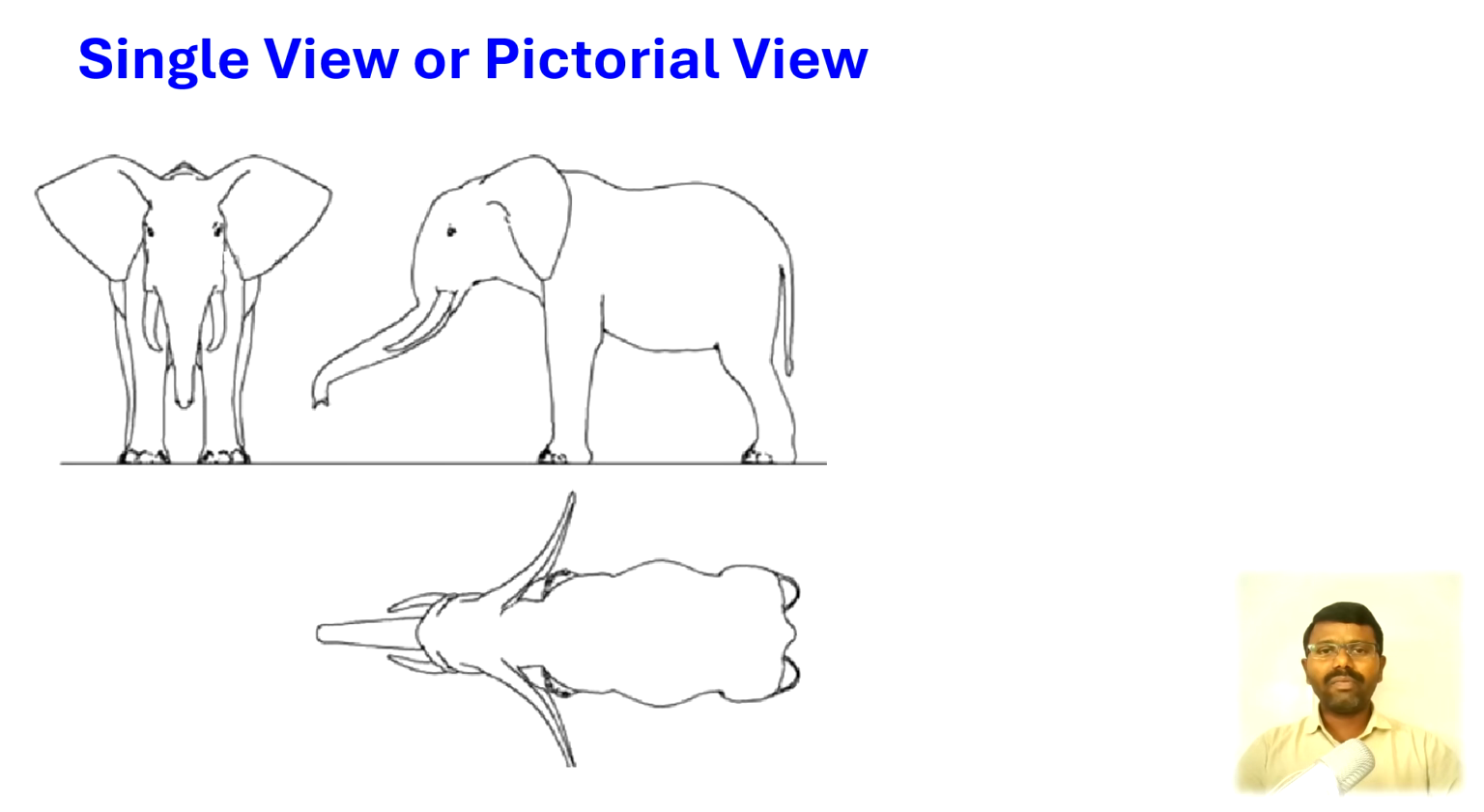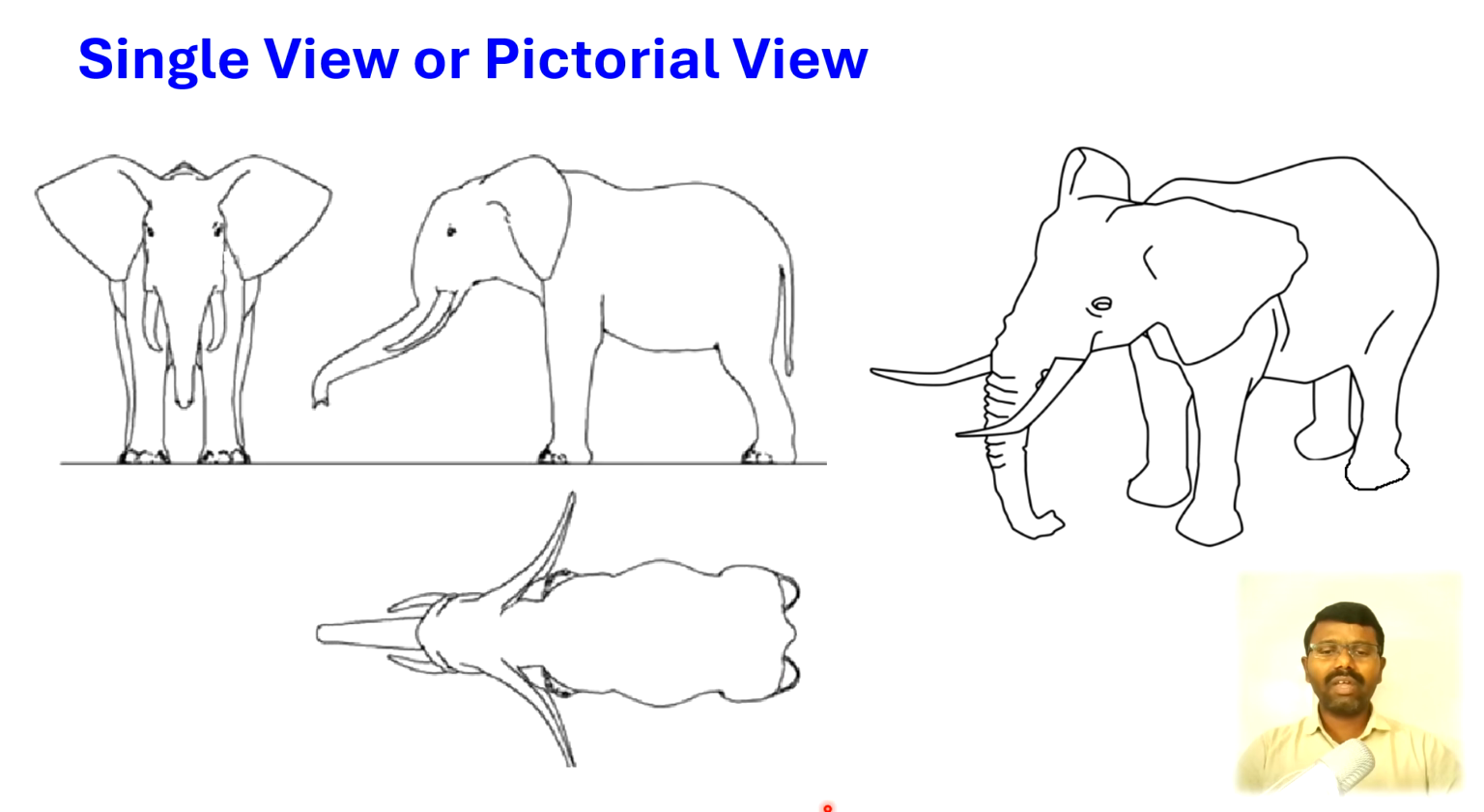If you take an elephant as an example, and if you see the elephant in one view, it will appear in this manner. And from the front, the elephant will appear in another manner. And the same elephant, if you see from the top, it will appear like this. By seeing any one of these views, we can't get the full details about the elephant. So we need some other view from where we can get the full details.